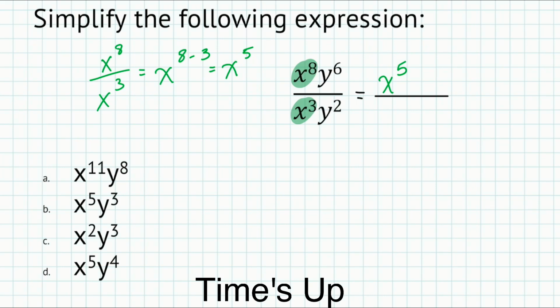So next up, let's take a look at the y. We have y to the power of 6, y squared on the bottom. We will subtract, and that will be y to the power of 4. Since there's nothing in the denominator, we can just write the 1, or we can just say x to the power of 5, y to the power of 4, making our answer D.